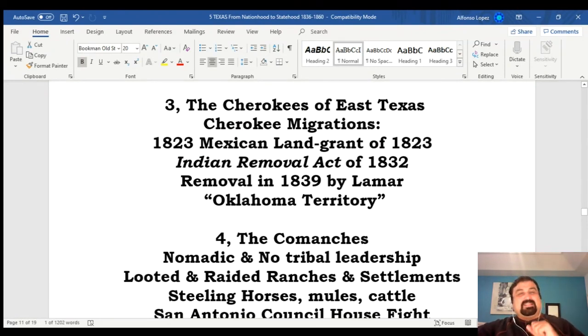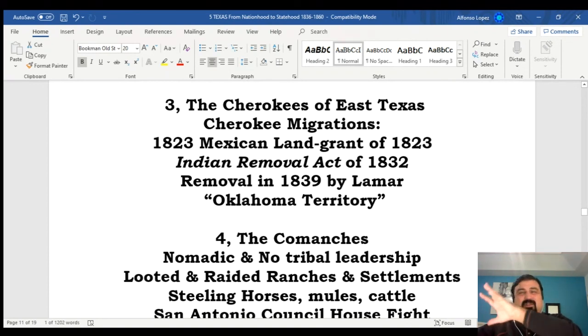Okay, so they're already building what today we simply call a reservation, but it was simply a land grant. They're colonizing parts of East Texas, and a great many of them are going to still come over 10 years later, in 1832, when the United States Congress passed what is called the Indian Removal Act, that removed about 5 different tribal groups, among them the Cherokees, from the Mississippi basin.